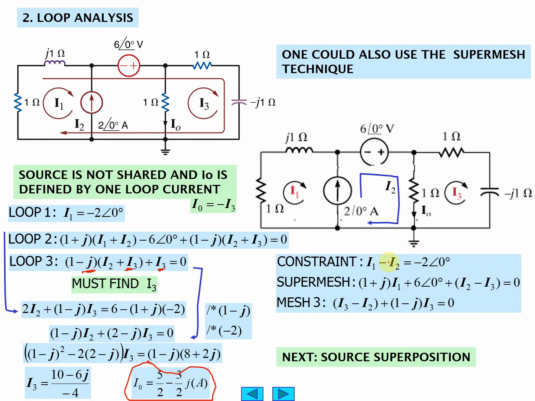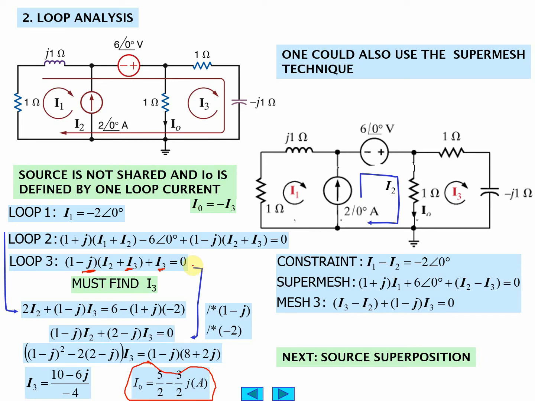So I1 minus I2 is going to equal the current source here. And then the loop. Let's see, what loop is this? Yeah, 1, 2, and 3 are involved in the middle loop. Here's the voltage source in the middle loop, and then mesh 3 should be what we saw before.